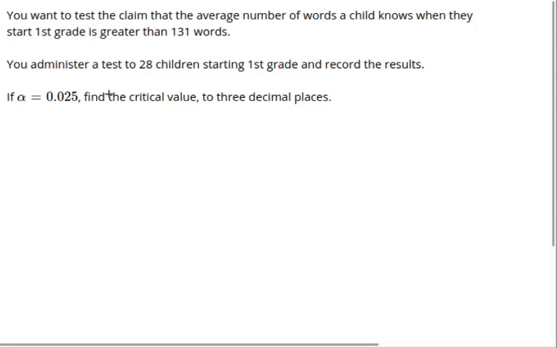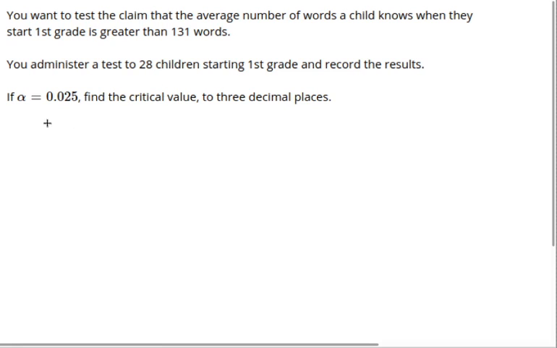You want to test the claim that the average number of words a child knows when they start first grade is greater than 131 words. You administer a test to 28 children starting first grade and record the results. If alpha, our significance level, equals 0.025, find the critical value to 3 decimal places.